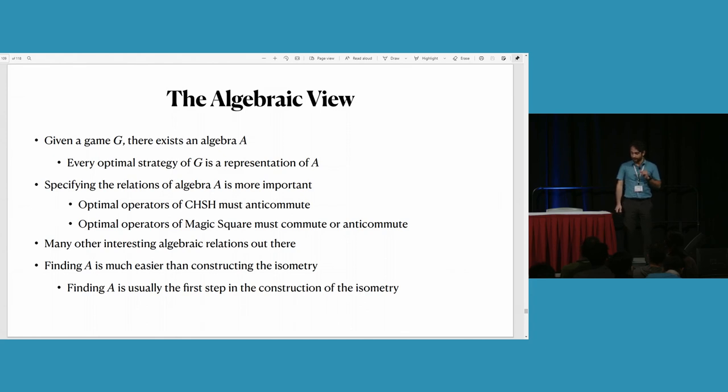And what I'd like to tell you is that finding this algebra, finding these algebraic relations, is a much simpler task than constructing the isometry. In fact, to the best of my knowledge, every proof of self-testing that I am aware of first establishes the existence of this algebra, first specifies the relations of this algebra.